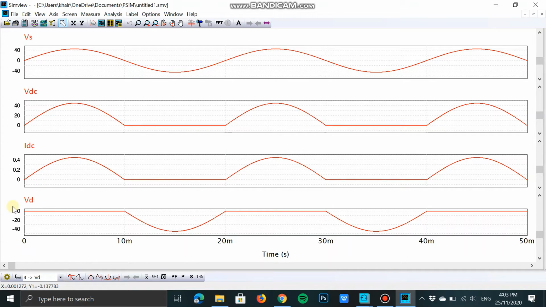Okay, next we move to VD, which is V diode. It is vice versa to the VDC because based on the equation, VD is equal to VAC minus VS, so it is vice versa.